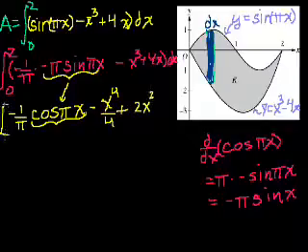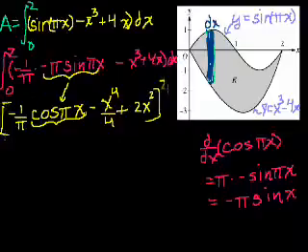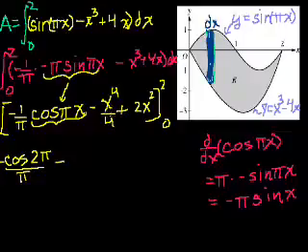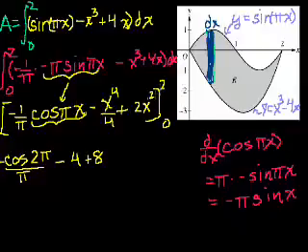And then we're going to evaluate that at 2 and at 0. And let's do that. So this is equal to cosine of 2 pi, and we'll have a minus sign out here. So minus cosine of 2 pi over pi minus, what's 2 to the fourth power? Let's see, 2 to the third is 8. 2 to the fourth is 16. 16 over 4 is 4, so it's minus 4. 2 squared is 4 times 2 is 8, so plus 8. So that's the antiderivative evaluated at 2.